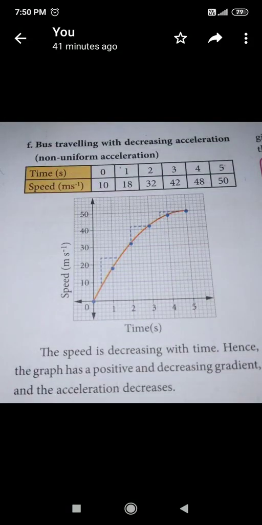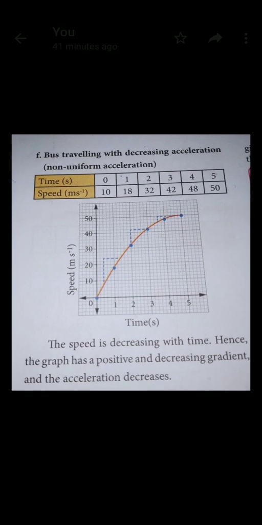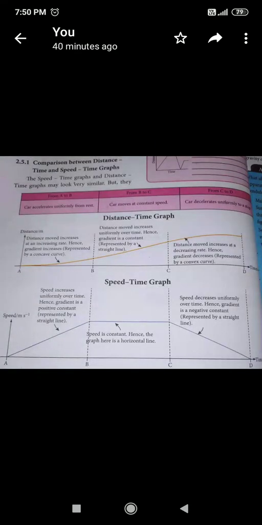Bus traveling with decreasing acceleration, that means deceleration. It starts at a higher speed first and then it slowly goes 48, 42 like that and ends with 10. So the speed is decreasing with time. Hence the graph has a positive and decreasing gradient and the acceleration decreases.